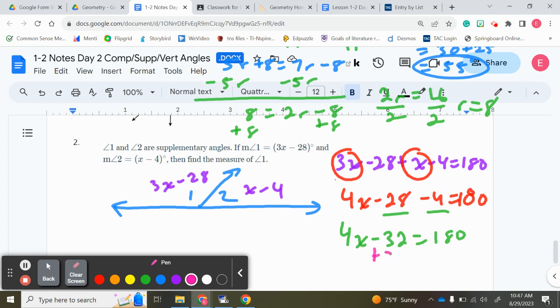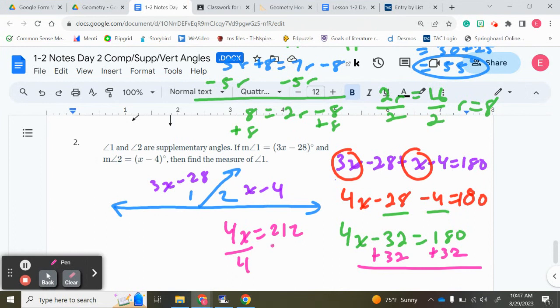I will add the 32 to each side. That leaves me with 4x equals 212. And then I'll divide both by 4. So then x ends up equaling 53. But am I done? No. What do I got to do next? Yeah, you got to solve for angle 1.